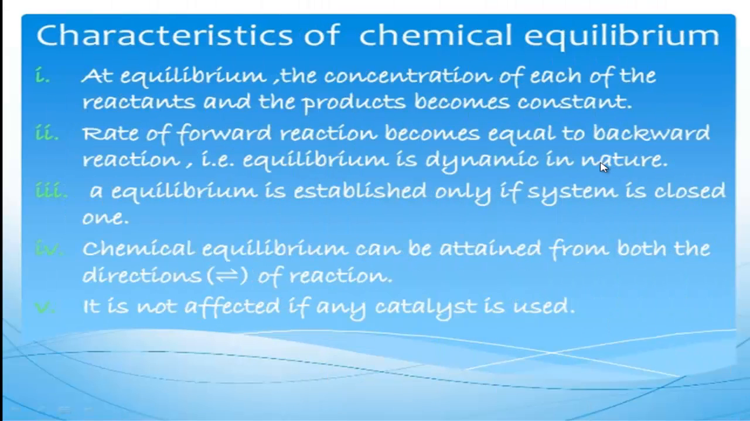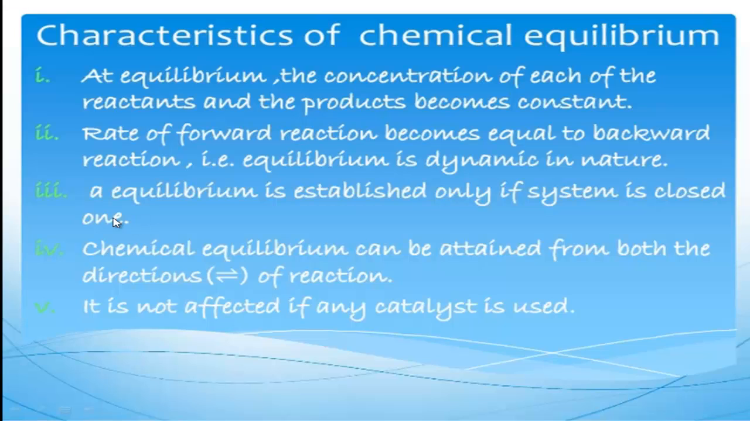So now we will know about some characteristics of chemical equilibrium. At chemical equilibrium, the concentration of each of the reactants and the products becomes constant because the amount of reactants and products are the same, so their concentration is also constant. The rate of forward reaction becomes equal to the backward reaction rate. This equilibrium is actually dynamic in nature. This is a continuous process. Equilibrium is established only if the system is closed.